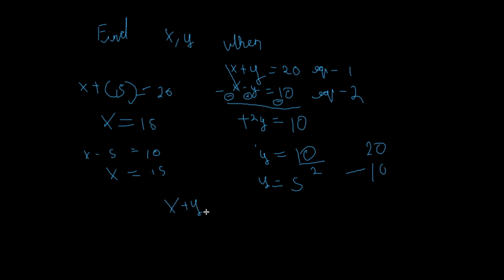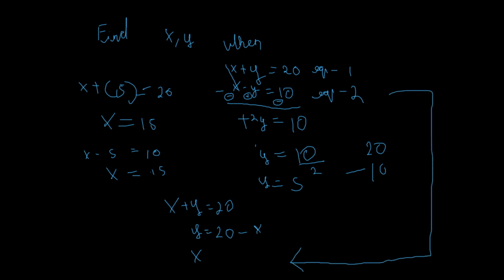Now the other method to do this problem is this: we have x plus y is equal to 20, right? So let's say we take y is equal to 20 minus x. What we do in this situation is we substitute this value of y into the second equation. We take equation 2 and substitute y's value. So we would get x minus 20 plus x, which would be equal to 10.